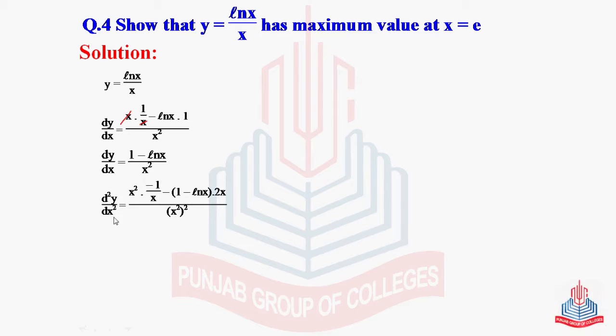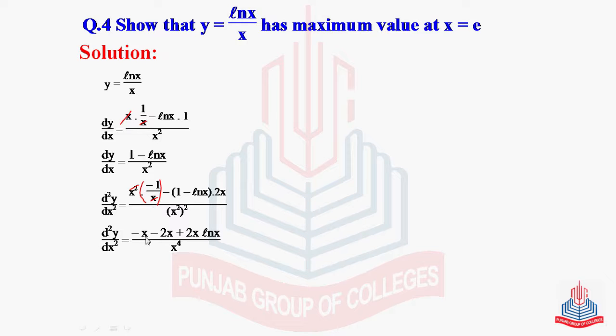Now second derivative, again applying quotient theorem, x square whole square, x square will be as it is and derivative of 1 minus log of x which is minus 1 over x. Derivative of 1 will be 0 and derivative of log x is 1 over x. Minus, then 1 minus log x will be as it is and derivative of x square will be 2x. Now this will be cancelled out.